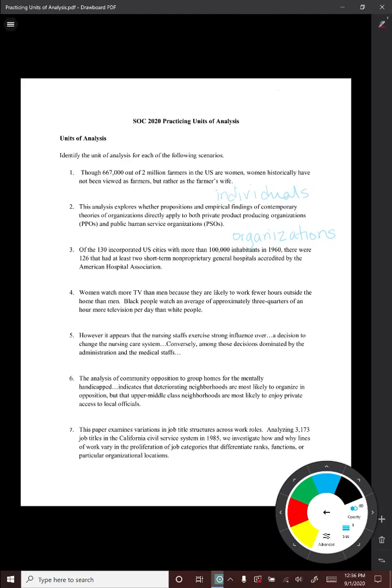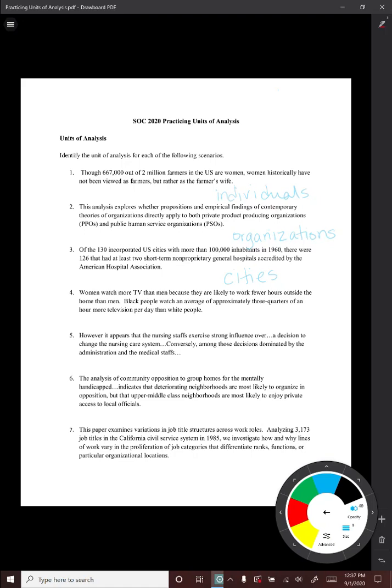Number 3, of the 130 incorporated U.S. cities with more than 100,000 inhabitants in 1960, there were 126 that had at least 2 short-term non-proprietary general hospitals accredited by the American Hospital Association. So in this example, we're looking at cities, the 130 incorporated U.S. cities. So remember that in units of analysis, we always want to think about what it is that we're describing. We're describing the cities. 126 of them had this particular quality, and we're describing the cities, not the hospitals.